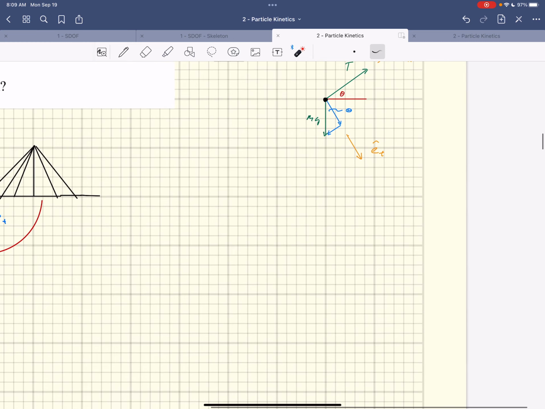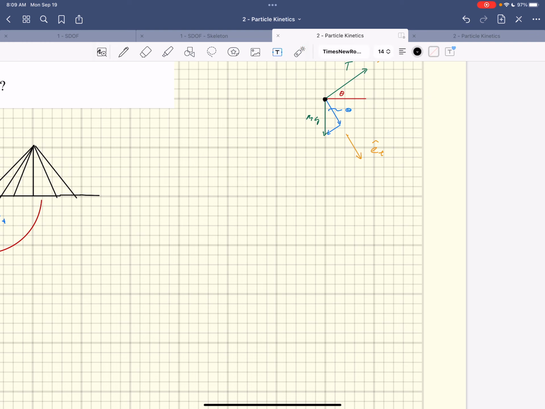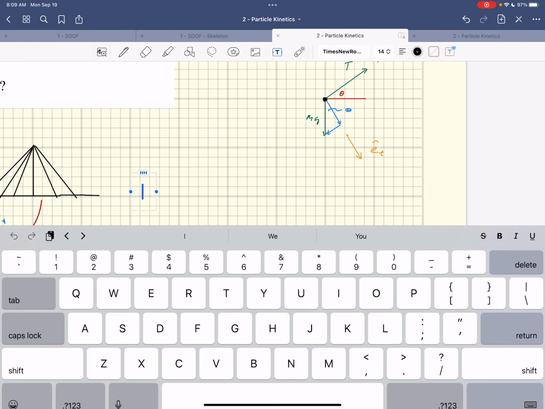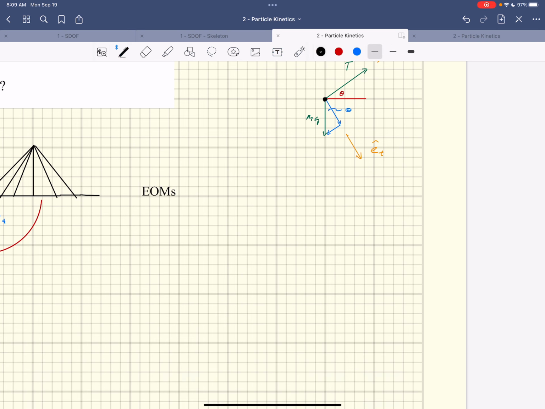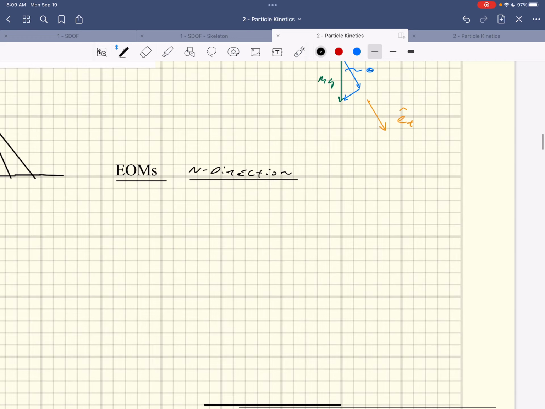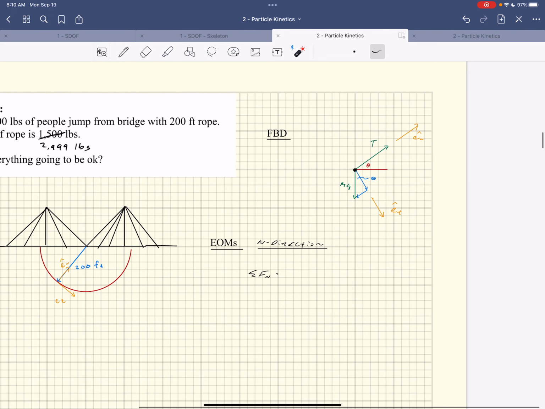Okay, second step, write our equations of motion, EOMs. We'll do the n direction first. Just break it into its different directions. We have some of the forces in the n direction. I'll highlight them over here. We've got this guy right there and that guy right there. Those two forces.